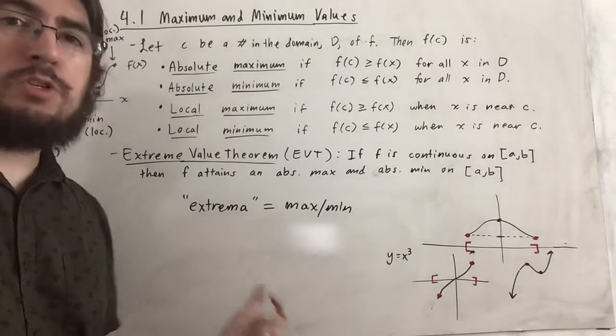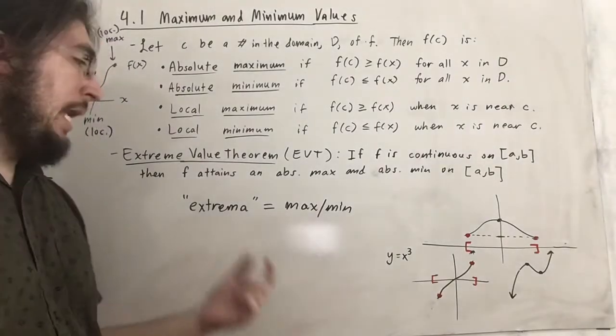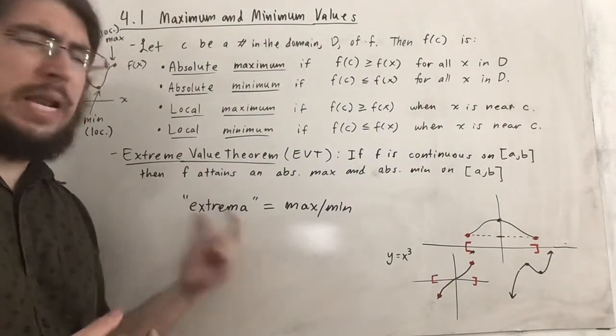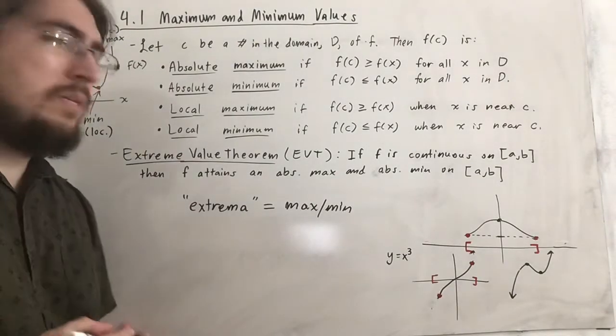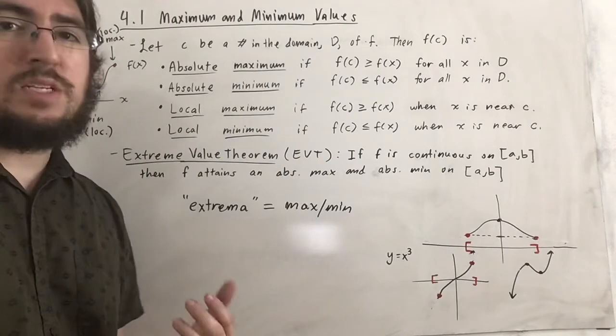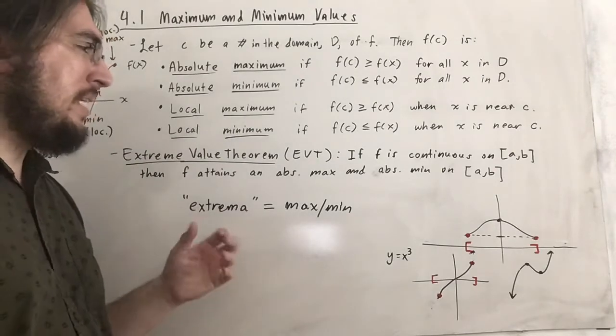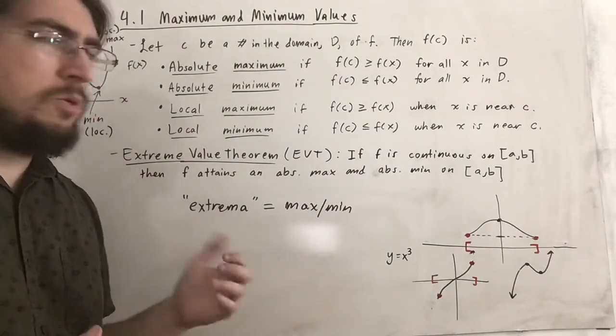So absolute extrema would be an absolute max or min. Local extrema would be a local max or a local min. So max and mins are just specific cases of extrema. Anyways, with that being said, now we're going to actually see how calculus plays a role in this.